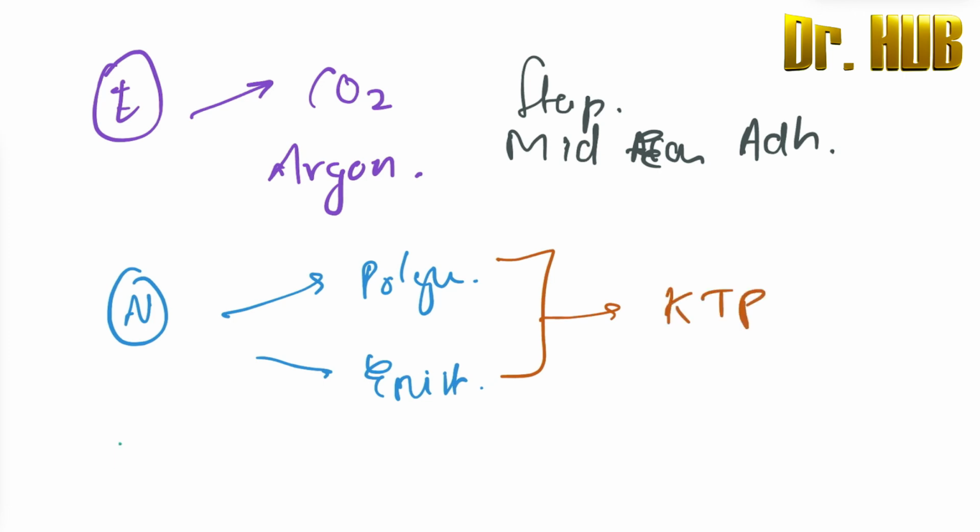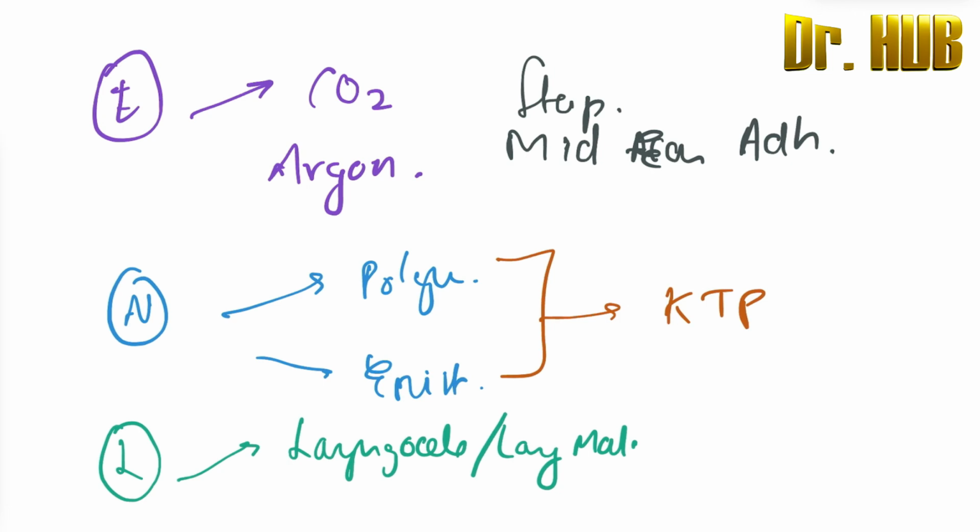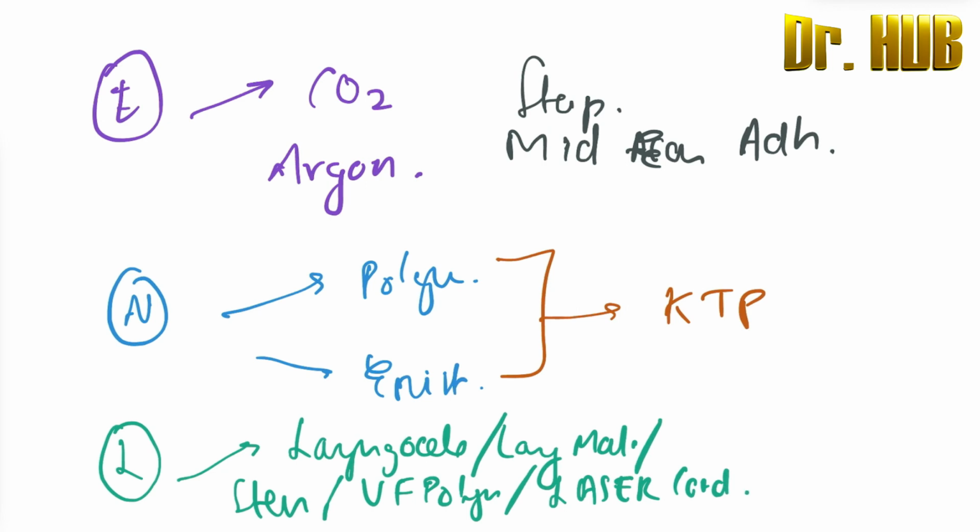Then we move on to the larynx. Here in the larynx, there can be conditions such as laryngocele, laryngomalacia, next is stenosis, the vocal fold polyps, as well as laser chordectomy for vocal cord paresis or vocal cord paralysis. For all of this, there is use of CO2. So in terms of larynx, it is always CO2, in nose it is KTP, and in ear it is CO2 and the argon.